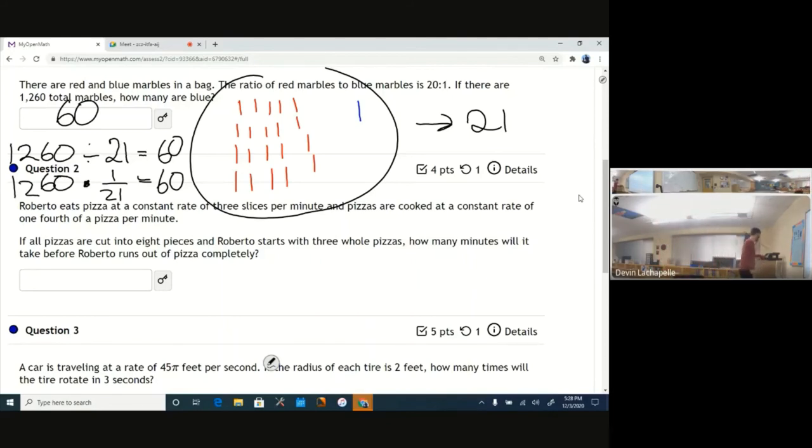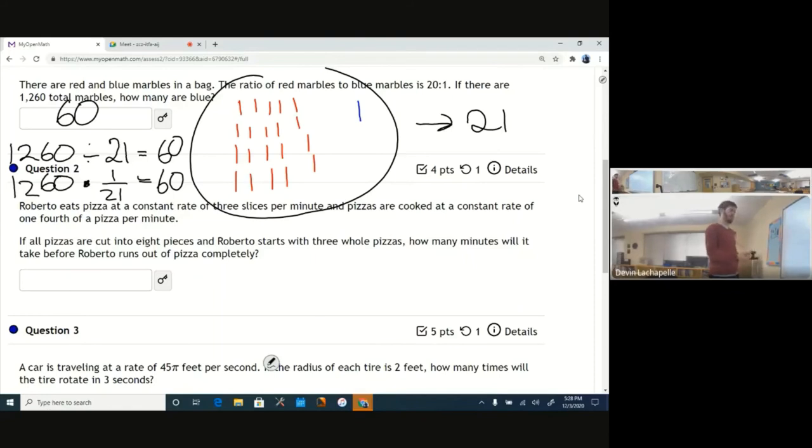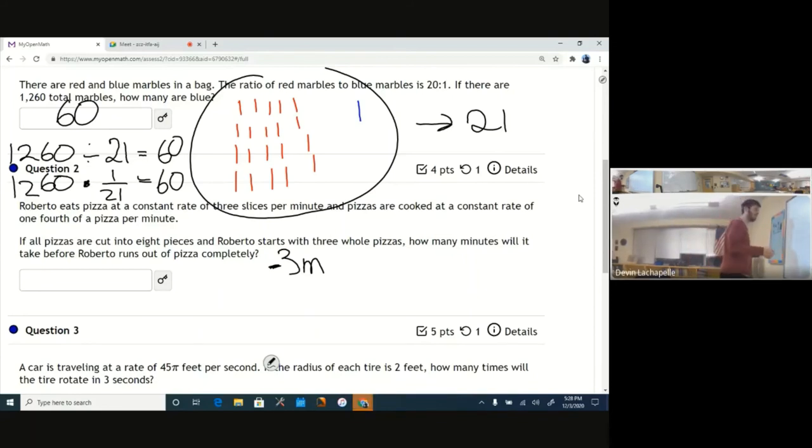So he eats pizza at a constant rate of 3 slices per minute. So I'm going to write this in terms of, I'm going to use slices. So let's see, he eats pizza. So he's losing pizza. So we're going to say he loses 3 slices per minute. Negative 3m just means every time my minutes go up by 1, my number of pizza slices goes down by 3.